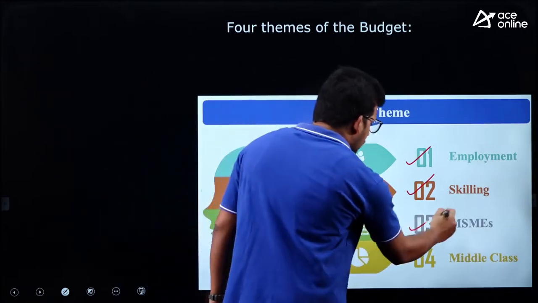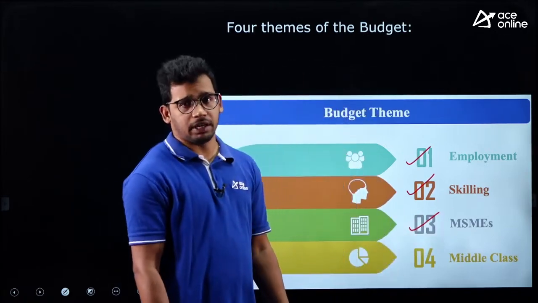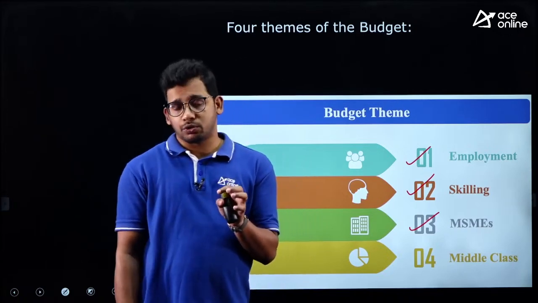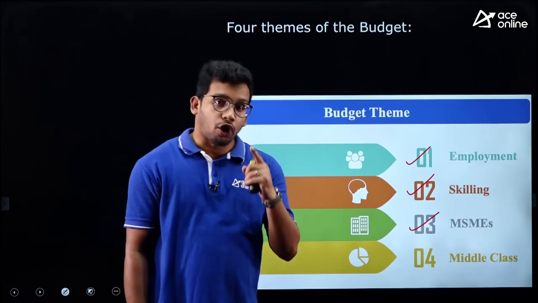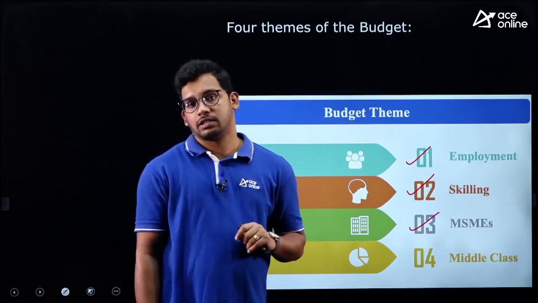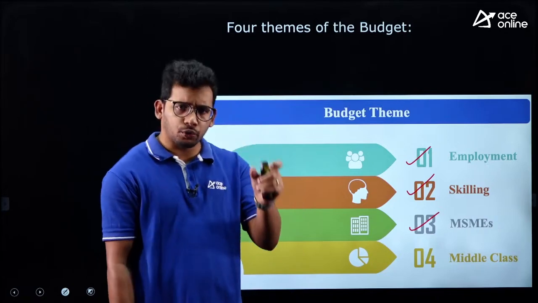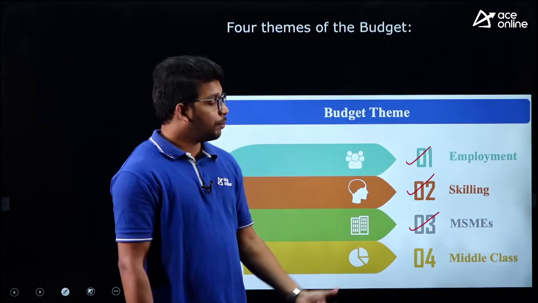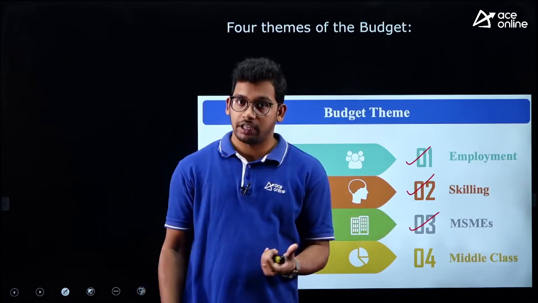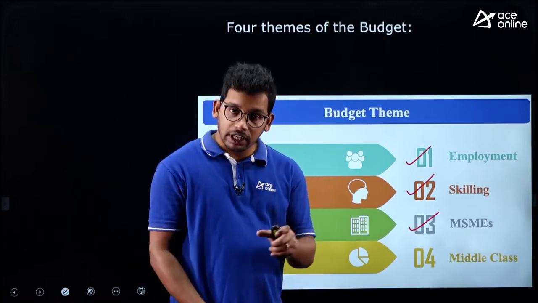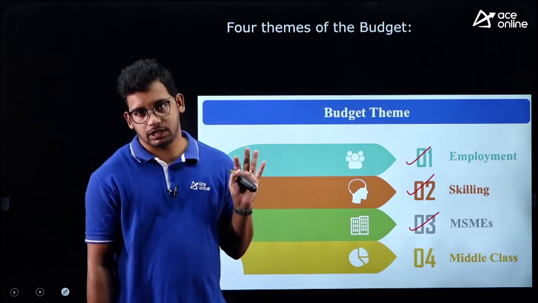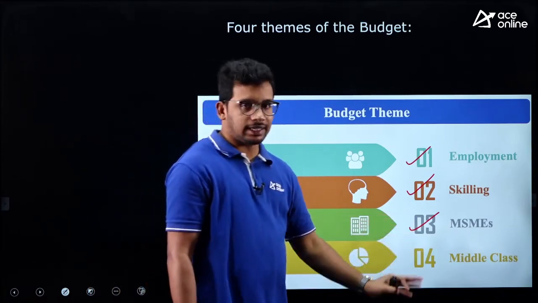Then micro, small and medium enterprises. The most important for the current economic situation in India is the job givers, not the job seekers, right. So if someone is going to start some business, government is going to encourage them a lot, right, because they are the job givers, they are reducing the unemployment. For that purpose, government is going to focus on the small and medium scale industries, right. So this is the third theme.